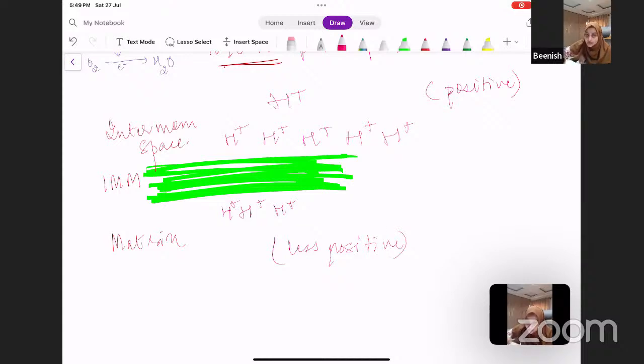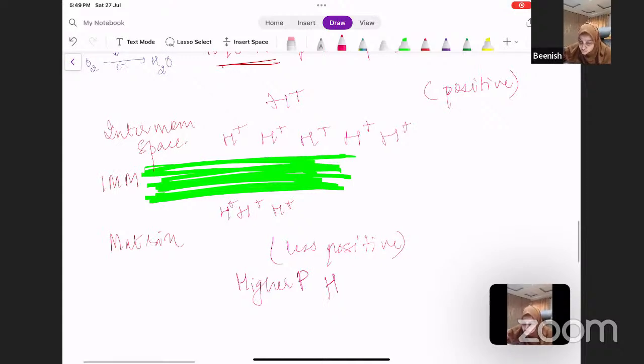And the matrix is also going to have a higher pH because the hydrogen ion concentration is low, and in the intermembrane space the hydrogen ion concentration is high, so it is going to have a lower pH. So the intermembrane space is having more positive charge, the matrix is having less positive charge, or it is negative. So a potential difference is created due to pumping of protons. There is more positive charge accumulating in the intermembrane space.